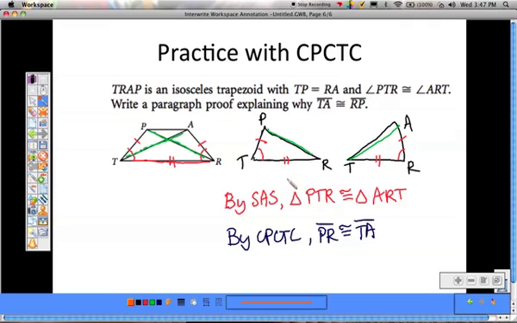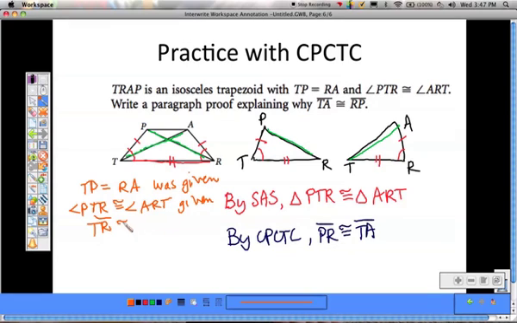All right, we could have gone further. We could have said what was given. TP equals RA was given. Angle PTR congruent to angle ART was given. And TR, we know, is equal to itself because it's the same segment. All right, so that's how we can get side angle side. Triangles are congruent. By CPCTC, those two lines are the same.